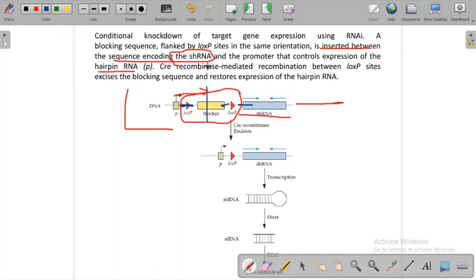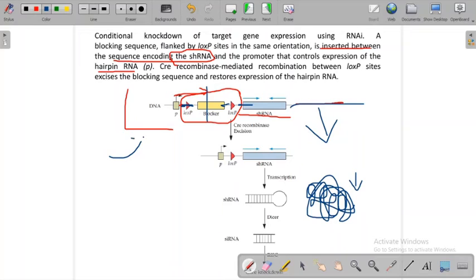Because of the blocker, the gene will not produce shRNA. So what will happen? The other genes will produce their protein, and there will be an activated organism which produces that particular protein molecule. But see what happens if we mate that particular animal with the other one which has a Cre gene.